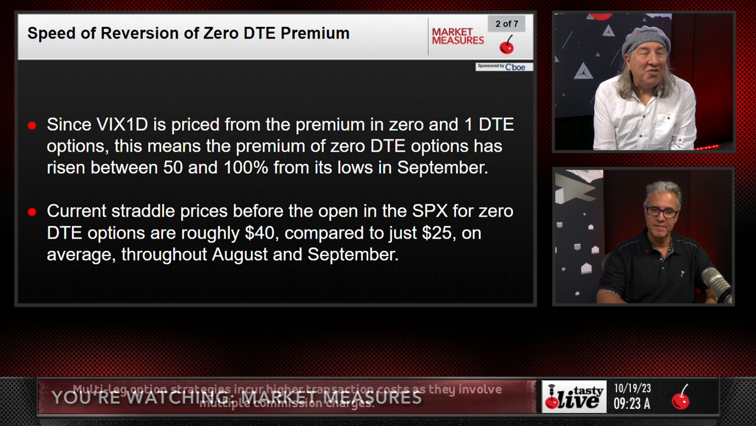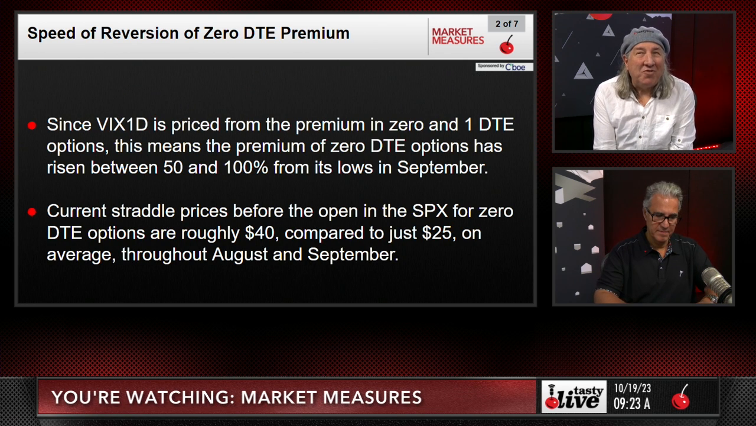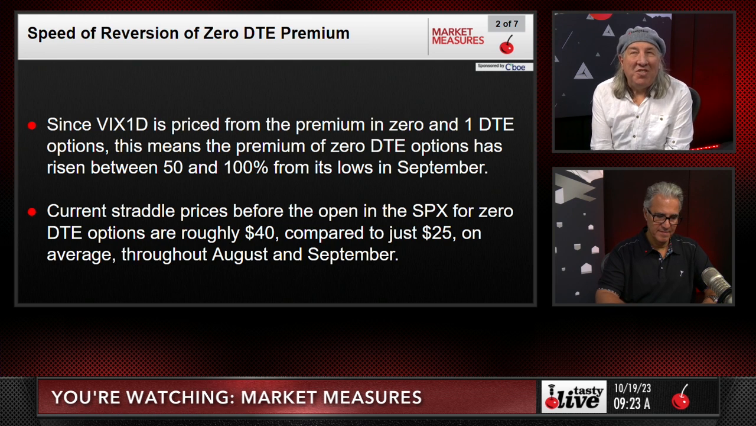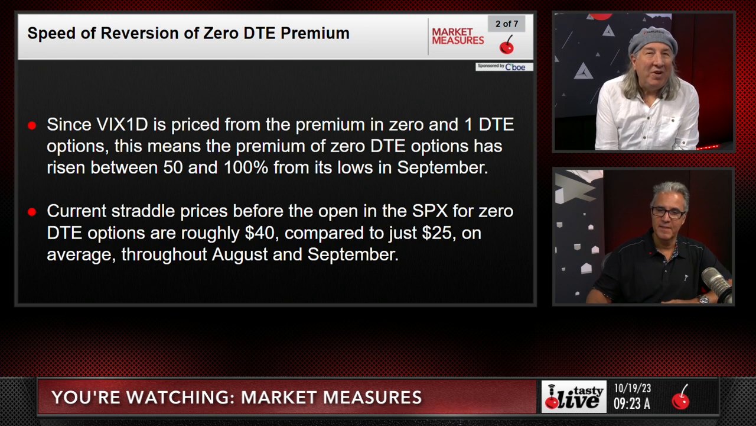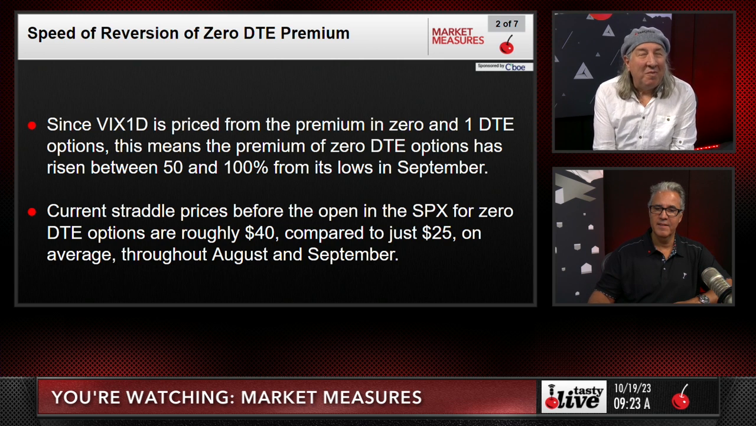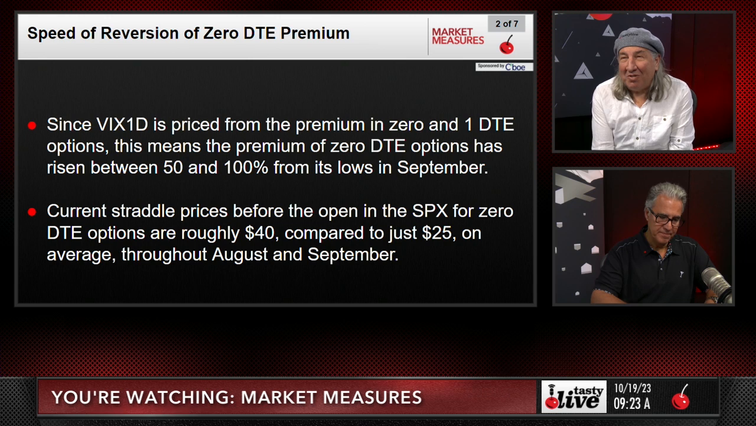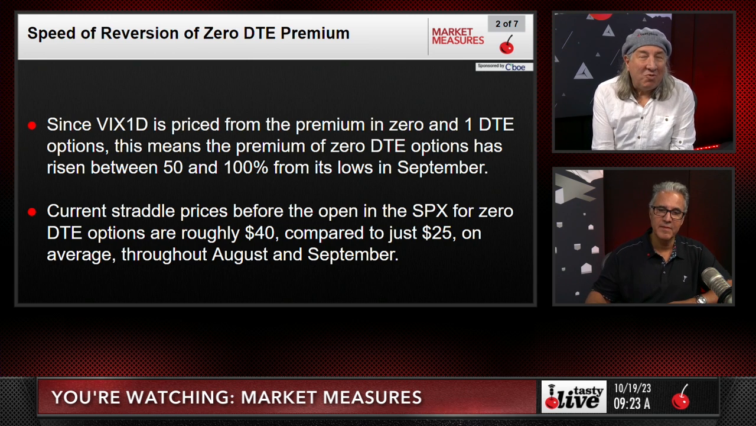So since the VIX one day is priced for the premium in 0 and 1 DTE options, this means that the premium of 0 DTE options has risen between 50 and 100% from its lows in September. The current straddle prices before the opening in the SPX for 0 DTE options are roughly $40. They were only $25 on average throughout August and September. So they went from $25 to $40. That's what happens when volatility jumps. Let's keep going.